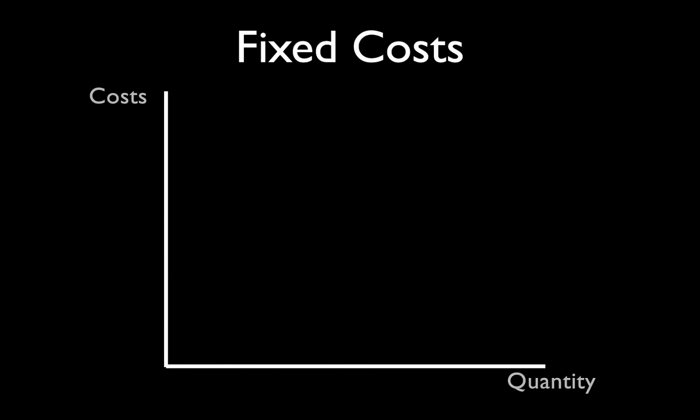Okay, so let's draw the graph then for a fixed cost. Now, we have costs up here on this axis, and we have the quantity that the firm is making in order to sell to us on this x-axis here. And the fixed cost, or in this case, total fixed cost, excuse me, is just a straight line across. And the reason is because a change in output will not cause a change in our fixed costs.